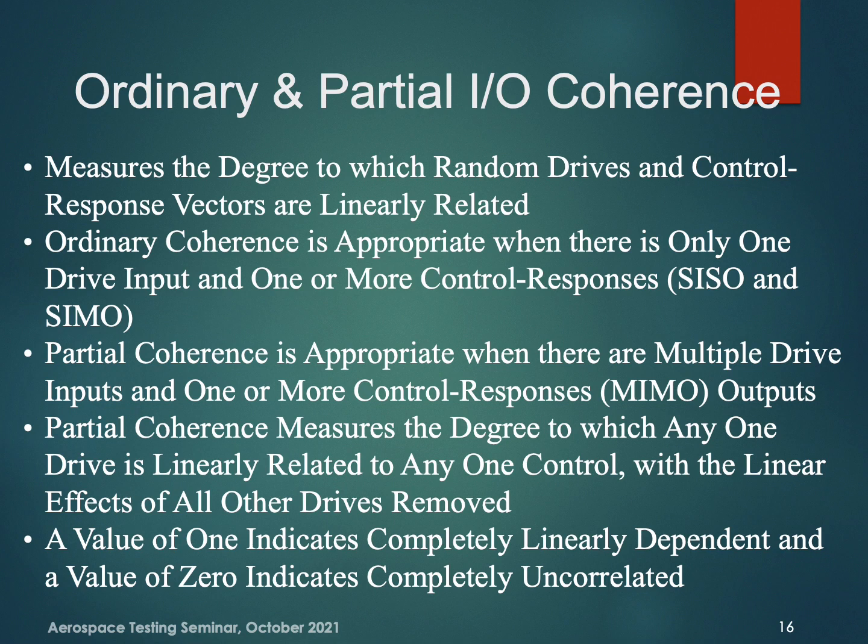How do we show ordinary and partial? How do we show how linear a system is? Here's where we chose partial coherence to be the measure of linearity, because as you may know, partial coherence measures the degree to which any one drive is linearly related to any one control, with the linear effects of all drives removed.